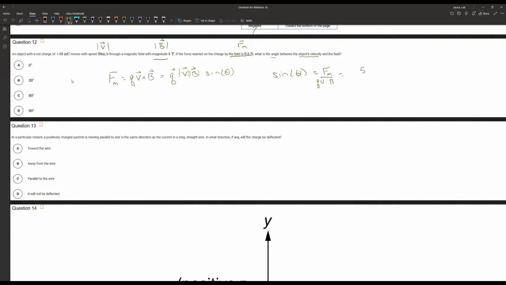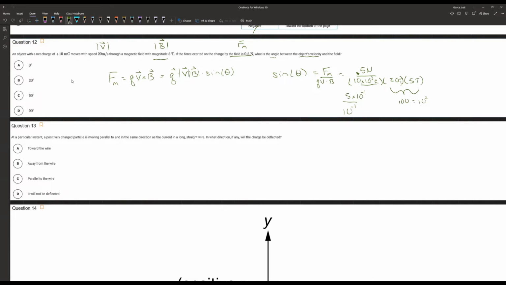So that becomes 0.5 newtons over q, which is 10 times 10 to the negative 3 coulombs. The velocity happens to be 20, and this is 5 teslas. Automatically, this makes 100, or 10 to the 2. And then this is 10 to the negative 3, so we have 10 to the negative 1, all over 5 times 10 to the negative 1.